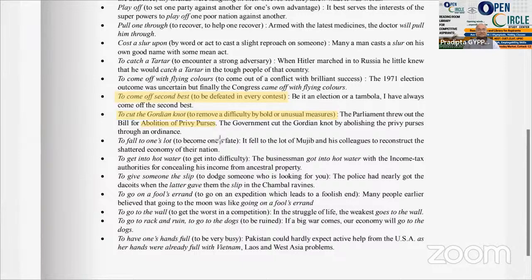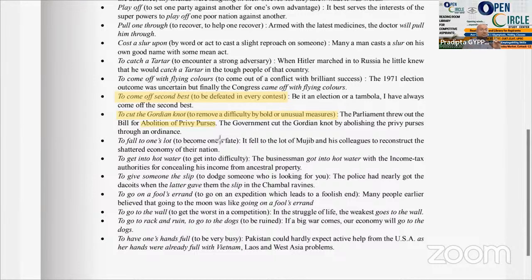Privy purses. What is privy purse? You know, there were kings before. The kings had Rajwada, a lot of kingdom, a lot of money, and they were getting some money from the British government as their pocket money. It is not really pocket money, it's a huge amount of money. That was called privy purses. Privy purses is the money the king was spending for his personal pleasure.